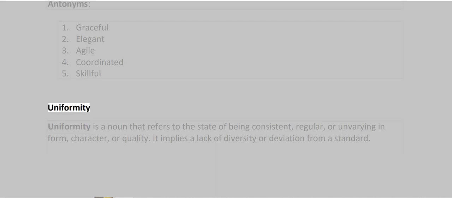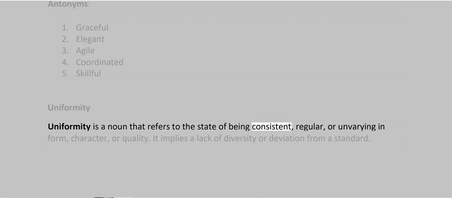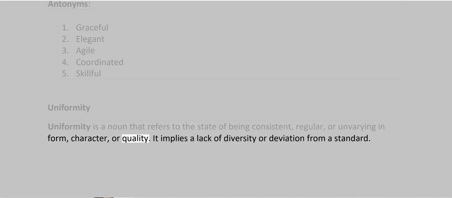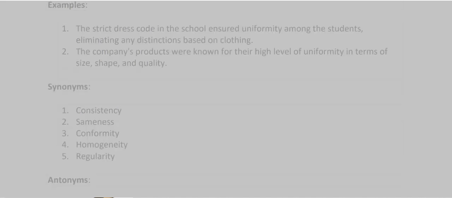Uniformity. Uniformity is a noun that refers to the state of being consistent, regular, or unvarying in form, character, or quality. It implies a lack of diversity or deviation from a standard. Examples. 1. The strict dress code in the school ensured uniformity among the students, eliminating any distinctions based on clothing. 2. The company's products were known for their high level of uniformity in terms of size, shape, and quality.